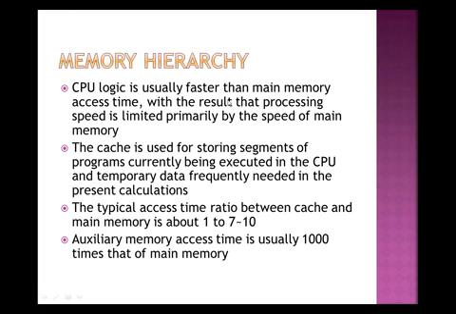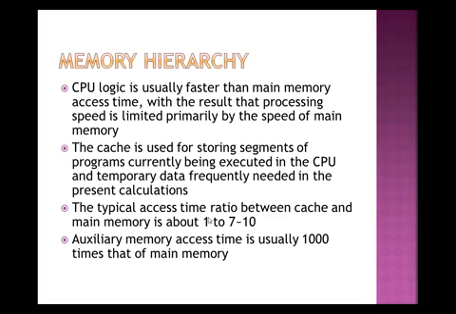CPU logic is usually faster than the main memory access time, with the result that processing speed is limited primarily by the speed of the main memory. The cache is used for storing the segments of the program currently being executed in the CPU and temporary data frequently needed in the present calculation. That is, cache is more accessible, it is faster than the main memory, and usually faster than the auxiliary memory.